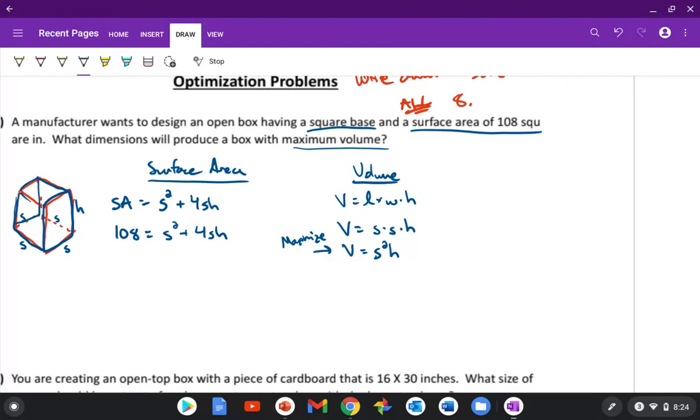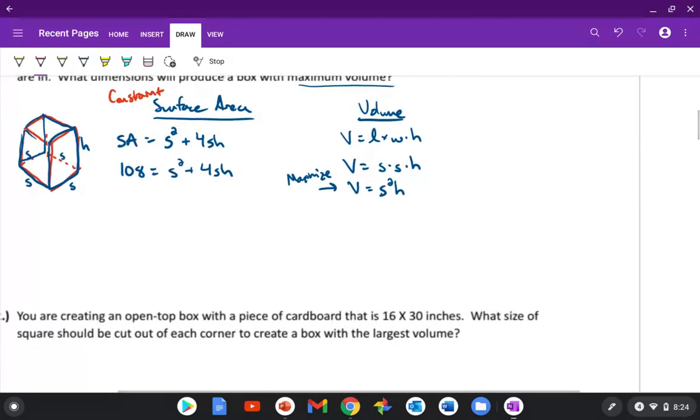In order to do that, though, we've got to get rid of one of the variables. We've either got to get rid of s or h. So we use this other equation. We could call this our constraint equation to solve for one variable so we can plug it into the other equation. These are kind of similar to related rates, right, where you had to take one equation, solve for a variable so you could replace it in the other one.